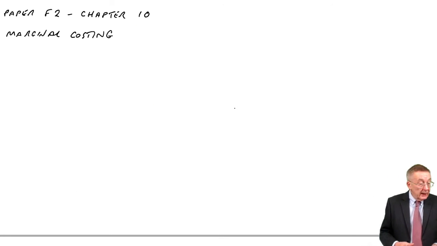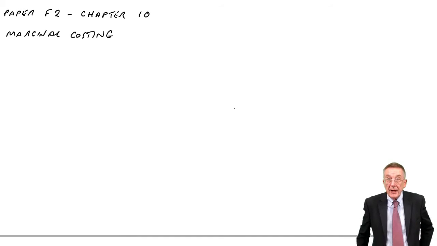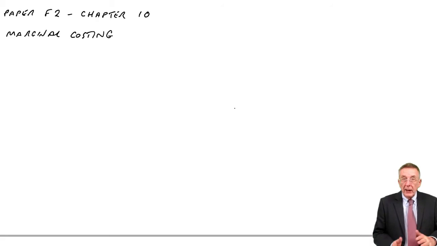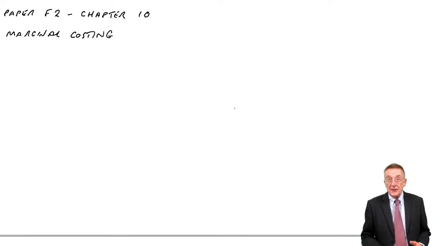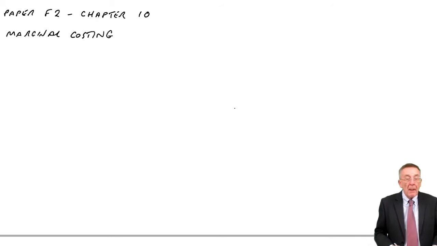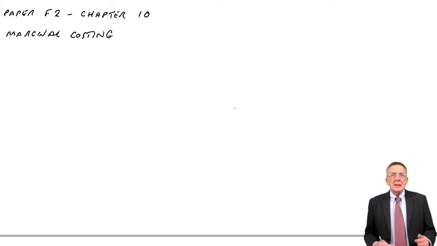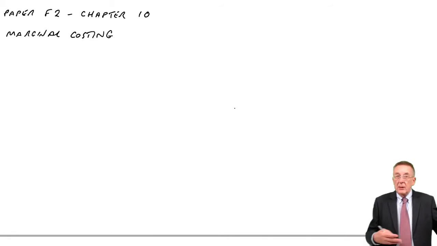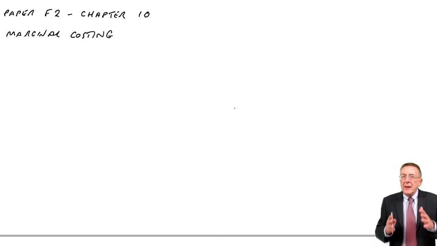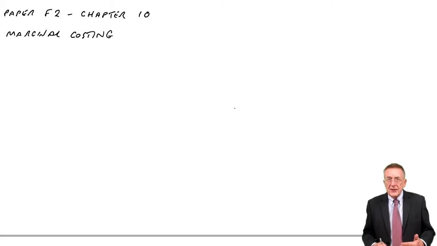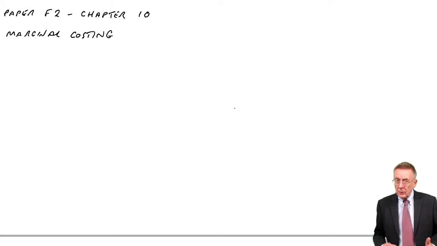Okay, this lecture is on Chapter 10 of the free lecture notes of paper F2 and is on marginal costing. Now, I hope you have been through the previous chapter in the lectures where I went through absorption costing. And assuming you have, you will remember that there was that little problem that with absorption costing, the profit was going to be, I think, $8 a unit.